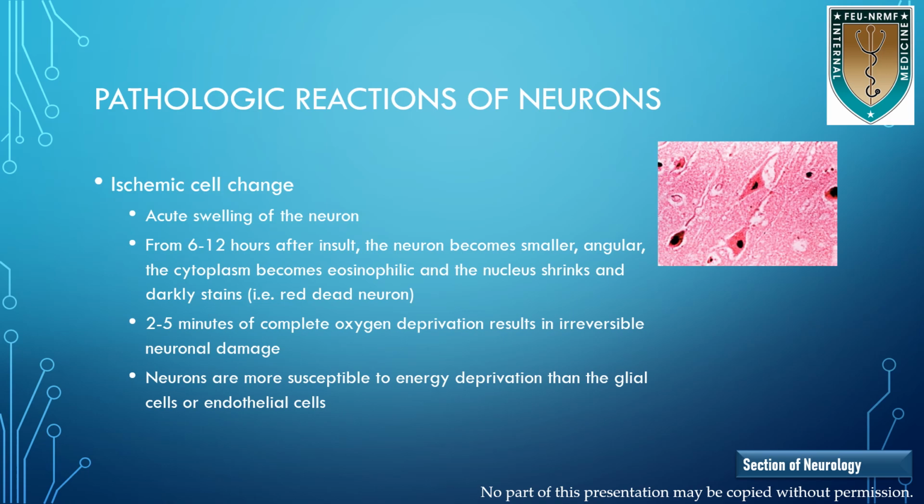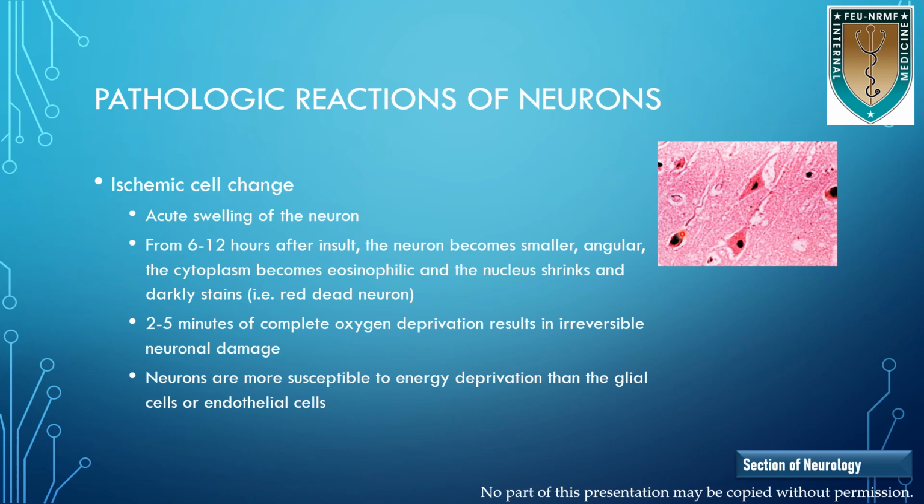Now we go to specific pathologic reactions of the different cells. We start with the neurons. So very important and very common would be ischemic cell change. So after abrupt loss of oxygen and glucose to the brain, the neuron acutely swells. And then after 6 to 12 hours from insult, the neurons shrink, they become smaller, angular, and stain eosinophilic or red. The nucleus also shrinks and stains darkly until you end up with a red dead neuron.